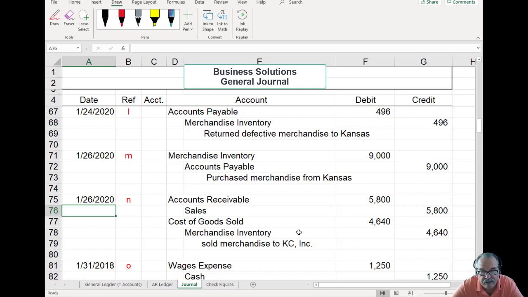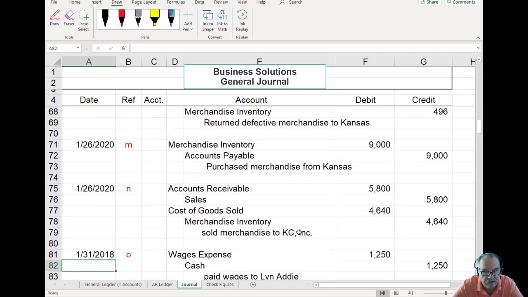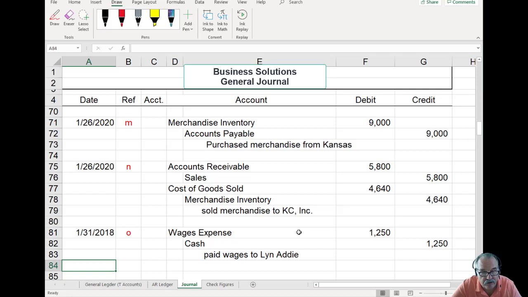Debit accounts receivable, $5,800. Credit sales for the selling price. Then debit cost of goods sold, $46.40. And credit merchandise inventory for the cost. And then the last transaction we're going to do is just pay the wages of our employee. Lynn Addy is her name. And we are paying her for 10 days work. She gets $125 per day. Debit wages expense, $12.50 and credit cash $12.50.